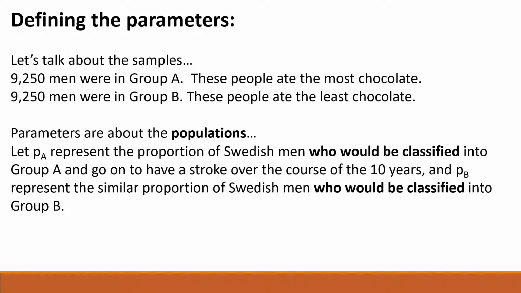Saying that they were classified into Group A is really referring to the sample, okay, or if you say that they're the people who ate the most chocolate, it's really talking about the sample. So we're talking about all the Swedish men who would be classified into Group A for their proportion, or PA, and then PB would be the similar proportion of Swedish men who would be classified in Group B.